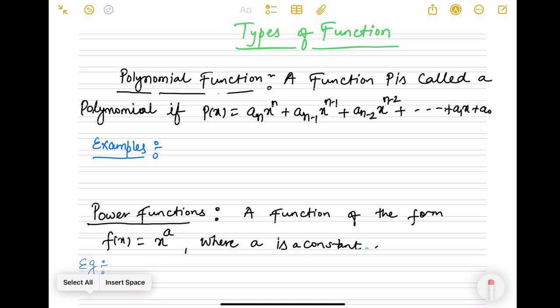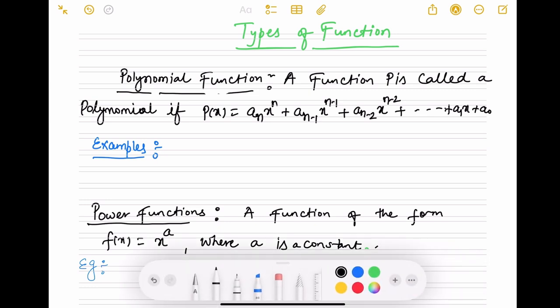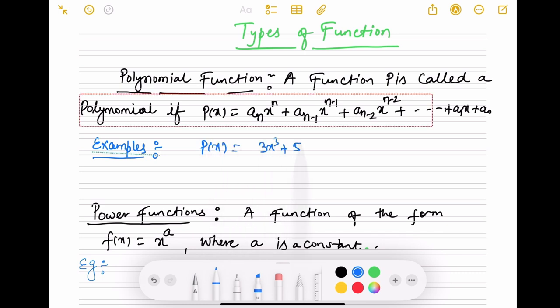A function p is called a polynomial if p(x) equals a_n x^n + a_(n-1) x^(n-1) and so on, up to a_0. For example, p(x) = 3x^3 + 5x^2 + 2x + 1. This is a polynomial function where a_(n-1), a_(n-2) and so on are real numbers.